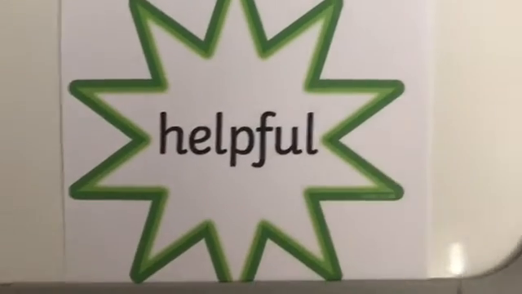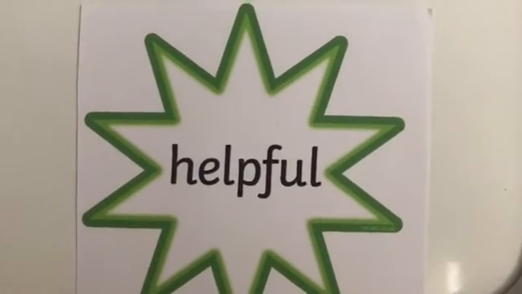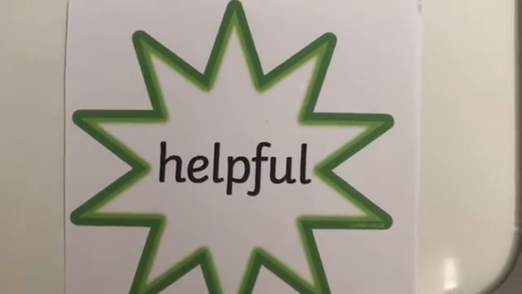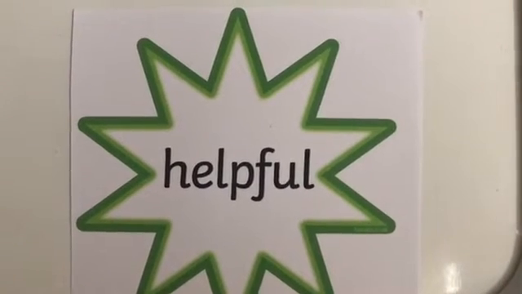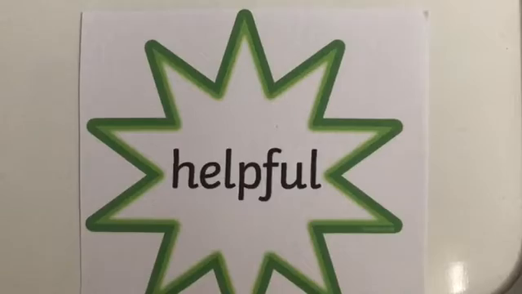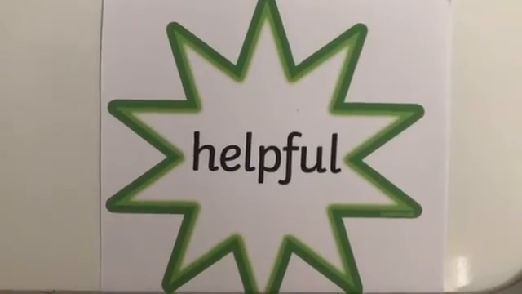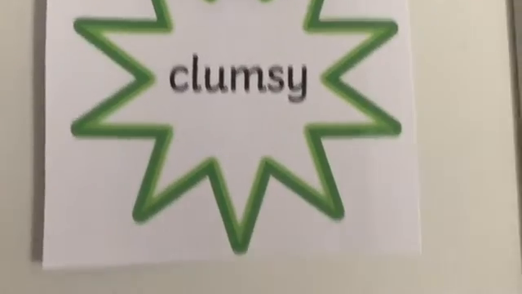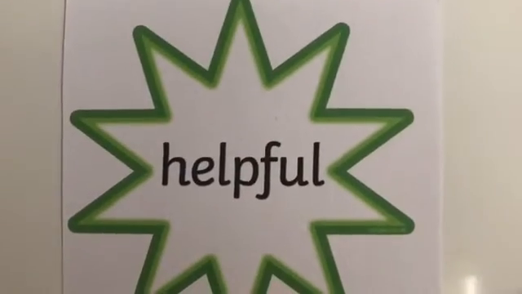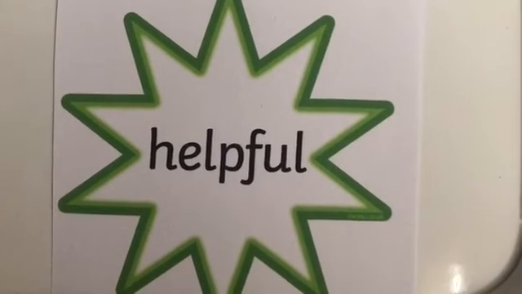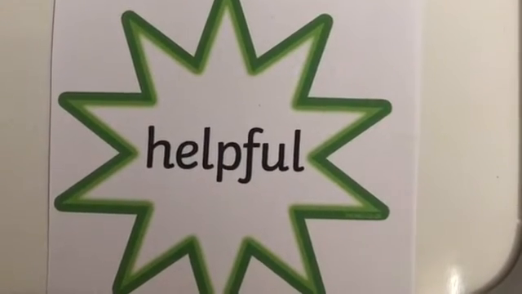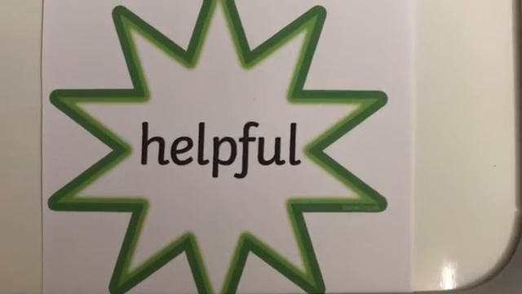And our final word is helpful. Could you think of a sentence where helpful is used as an adjective? So my sentence I came up with actually uses helpful and clumsy. So you can always use more than one adjective in your sentence. So the sentence I came up with was the helpful child looked after the clumsy monkey.